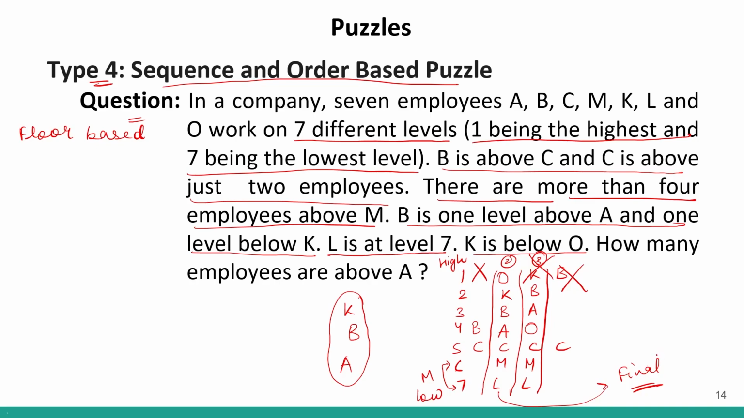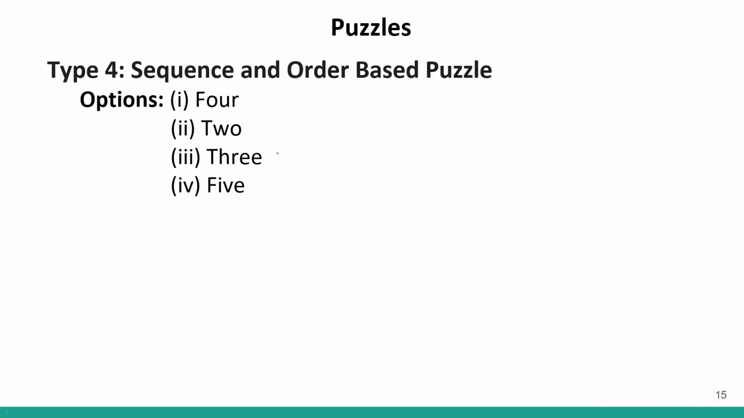The question asked to us is how many employees are above A. So above A we have 1, 2, 3. Above A we have 3 employees. So if I look at the options, my answer will be option number 3, 3. Because above A we have 3 employees. Correct?